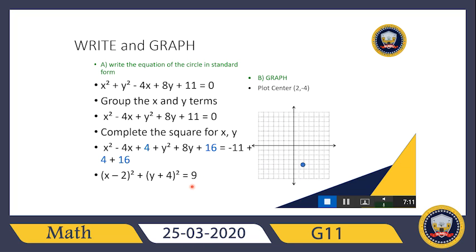So to draw this circle, we take the center, we plot (2, -4) as a point, and then we draw the circle with a radius equal to 3. And we have our circle.